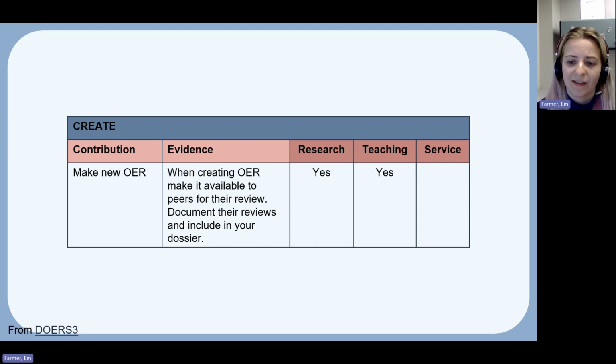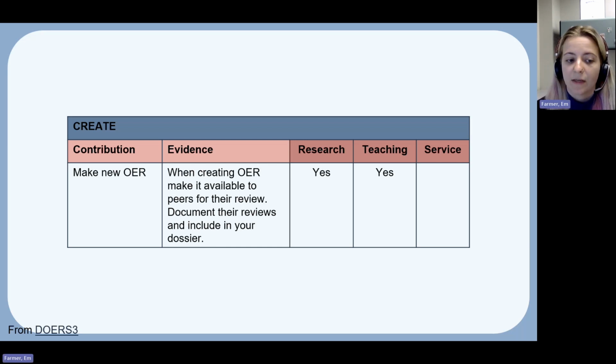Also on the DOERS website, they do have a common rubric for evaluating open textbooks, and it covers a lot of different aspects like comprehensiveness, clarity, organization, consistency, relevance, etc. And if you're in the middle of doing something like that, I highly encourage you to take a look at that. It was very helpful, and I just think it's very useful if you're doing something like this.